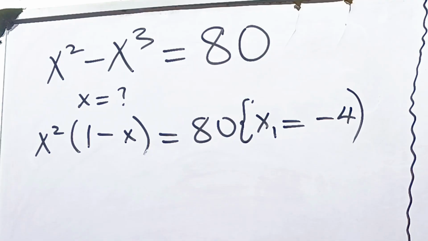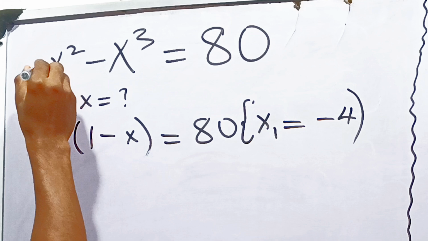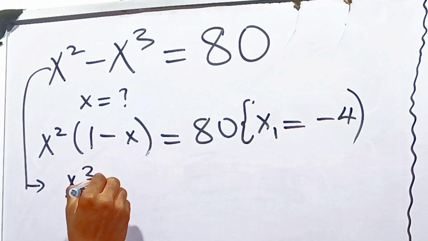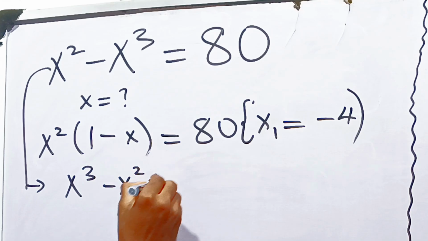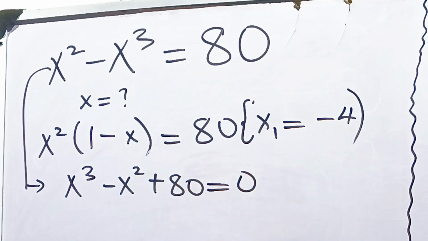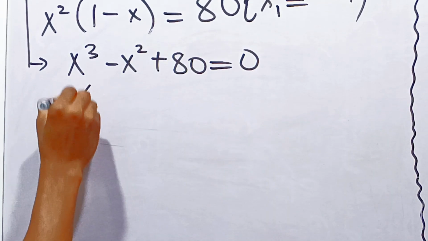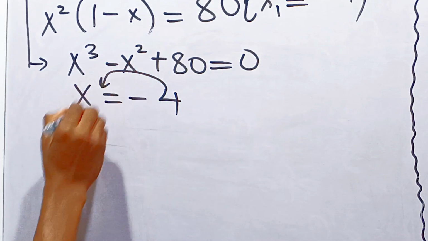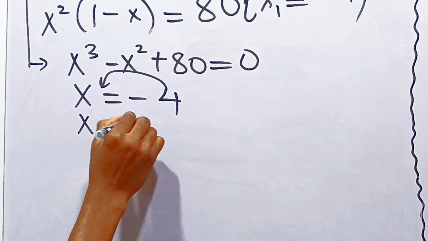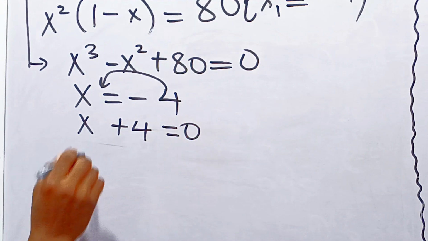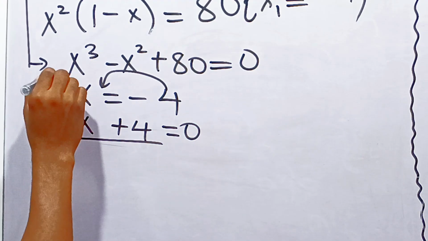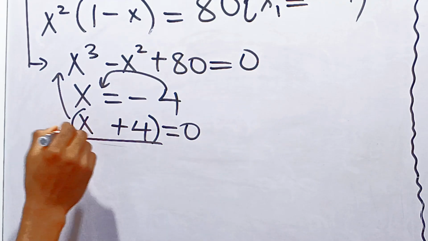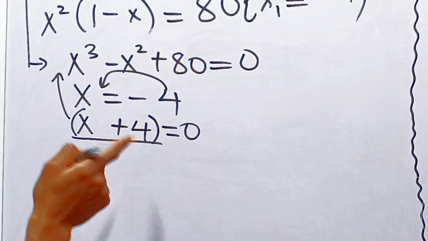Okay, moving on from here. We can write this equation as x cubed minus x squared plus 80 equals 0. Now we have that our x here is equal to negative 4. If you put this over to the other side, we have x plus 4 equal to 0. This is a factor of this equation. If this is a factor of this equation, it means we can divide this equation by this factor to get the other factor.